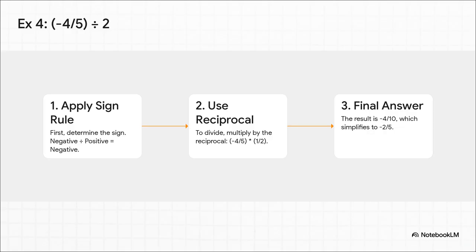Okay, and this one is a perfect example of how those rules all click together. We're dividing a negative number by a positive one. So step 1, what's the sign rule? A negative and a positive make a negative, so we already know our answer has to be negative. Step 2 is just doing the math. And here's a little trick. Dividing by 2 is the exact same thing as multiplying by its reciprocal, which is 1/2. So -4/5 times 1/2 is -4/10. Simplify that, and you get -2/5. See? The system works.